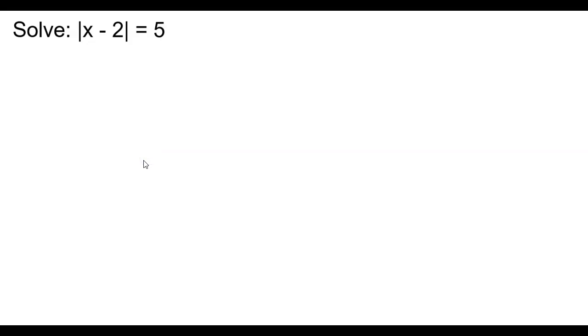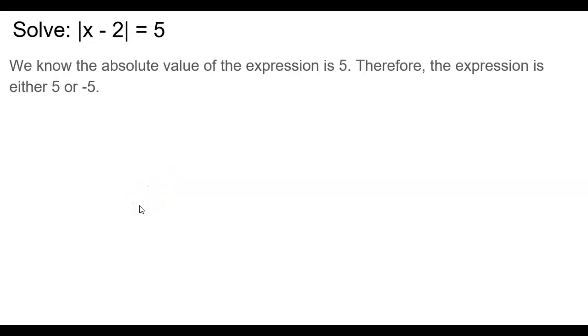Next, we're going to solve the absolute value of x minus 2 equals 5. The process. Well, we know the absolute value of the expression x minus 2 is 5. Therefore, inside, we know it can either be 5 or -5 because the absolute value of -5 is also a positive 5. So we can write 2 equations and say, okay, we know that inside, x minus 2 can equal 5, as you see on the left, or x minus 2 equals -5, as we see on the right. And now we solve that equation.